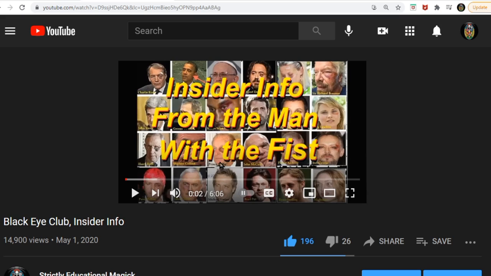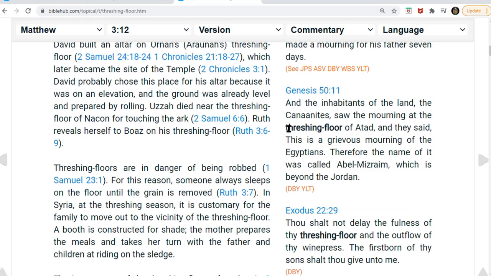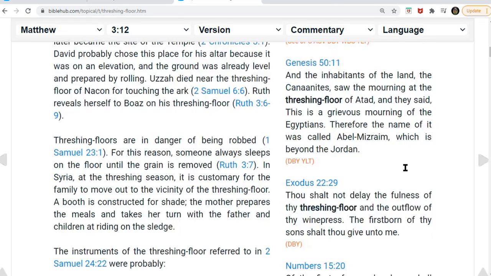I want to do an update on this because I was reading about it in the Hebrew Bible. So in that video, I was explaining how it was a club within a club, and they would use the black eye club within a club to get more out of somebody. But they interpret it as the threshing floor of a tad.